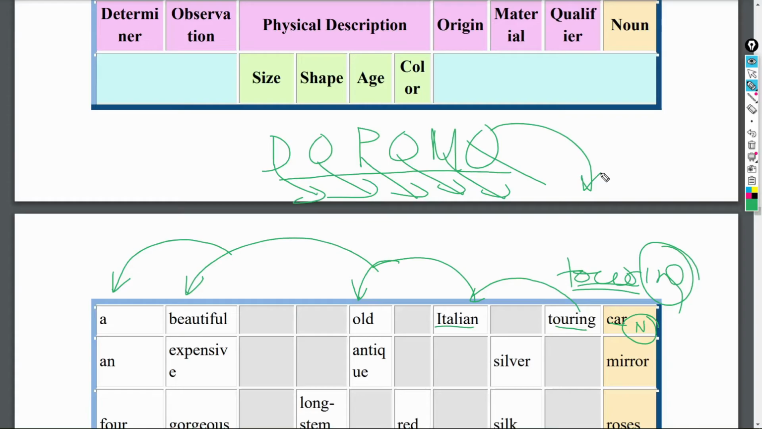Now let us see the next one. So we are talking about a mirror. Mirror is the noun here. Now let us see the description of the mirror. An expensive, antique, silver mirror.